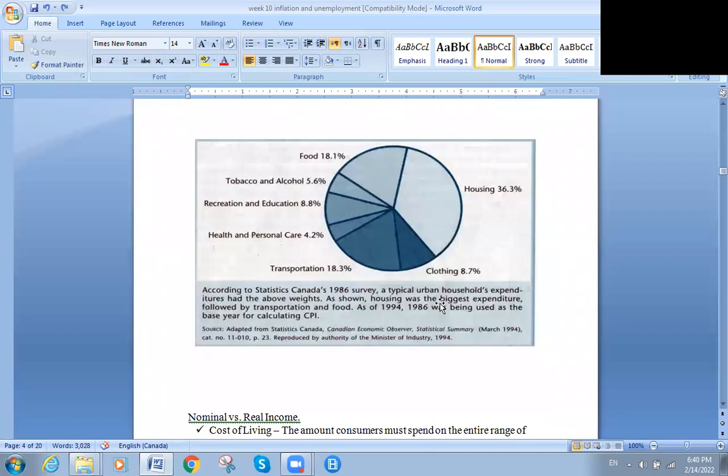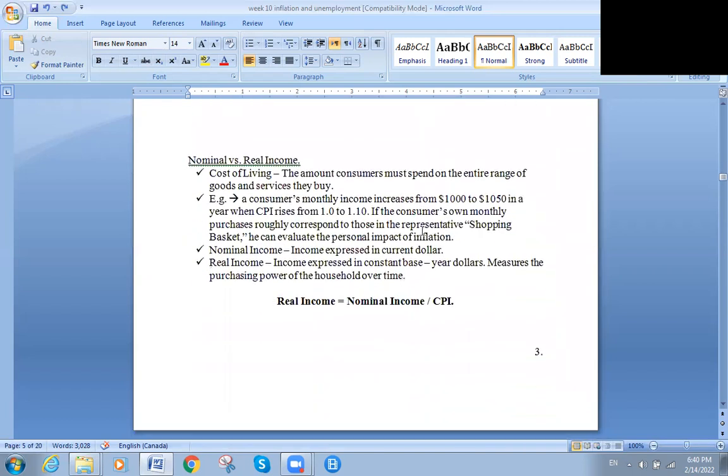Here is the Canadian Statistics Survey about how people spend their money. On food, Canadians spent 18.1%, tobacco and alcohol 5.6%, recreation and education 8.8%, health 4.2%, and transportation 18.3%, which is more than food. So Canadians spend more on transportation than on eating. Clothing is 8.7%, which is more than tobacco and alcohol, and look at the housing portion, too much, 36.3%. Yes, we all pay mortgages.